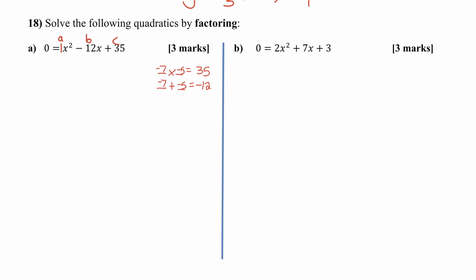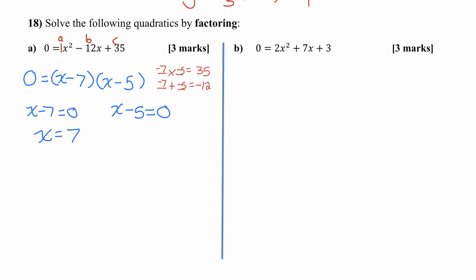So now that I have the numbers that satisfy the product and sum, I can rewrite that standard form quadratic in its equivalent factored form by adding each of those numbers to x in their respective factors. And that gives me factors of x minus 7 and x minus 5. Now I know the product of those two would be 0 if either one of the two were 0. So I'll set each of those factors to 0 and solve each of those little equations. And I get x equals 7 and x equals 5 as two possible solutions to this equation.